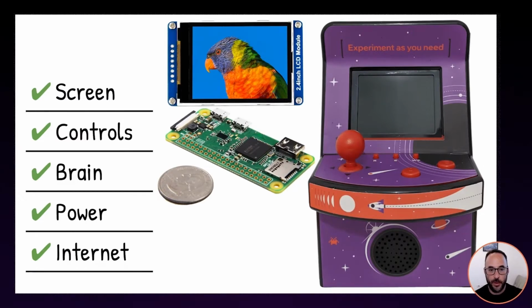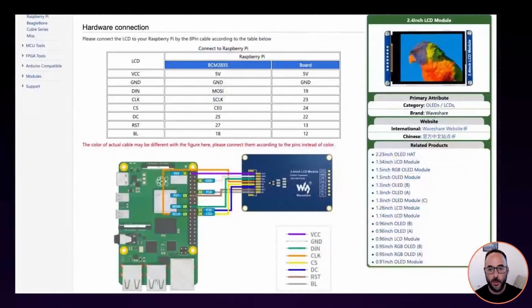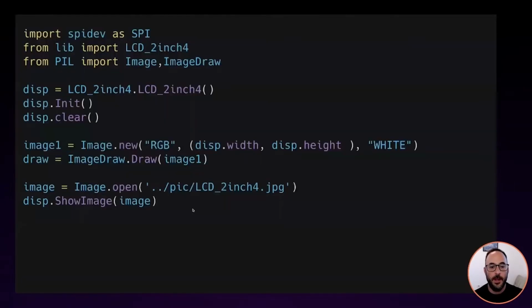This is by a manufacturer called Waveshare. In their website, they have a guide exactly explaining which buttons on the LCD should be connected to which pins on the Raspberry Pi. And they also provide a library which you can use in your code, a higher level library where you can give it an image and it will display it.